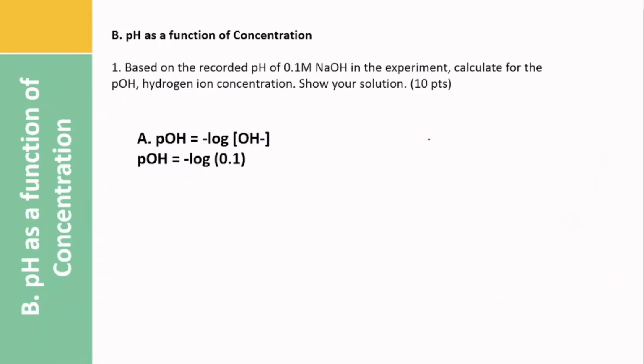This is the pH as a function of concentration. So, let us just read the problem statement. Based on the recorded pH of 0.1 molar of sodium hydroxide in the experiment, calculate for the pOH and the hydrogen ion concentration, and then show your solution.